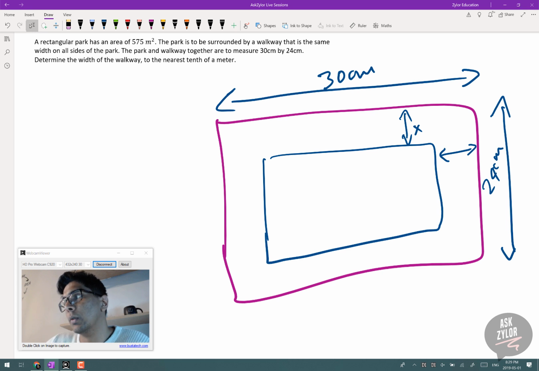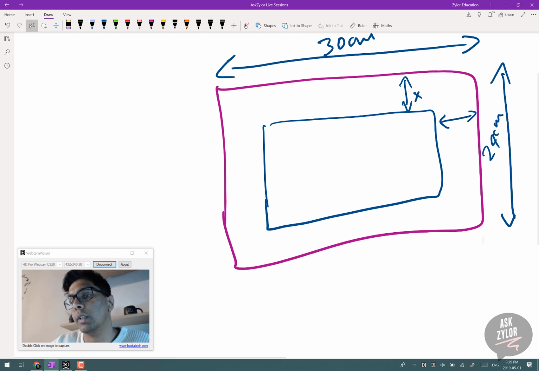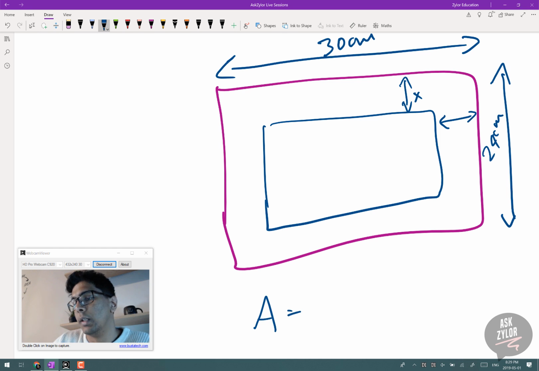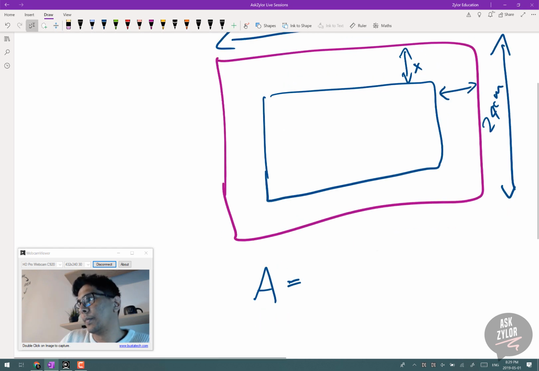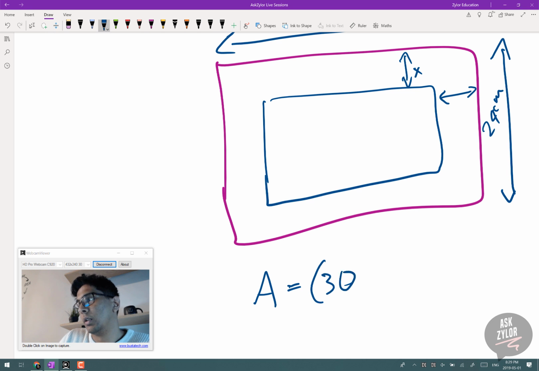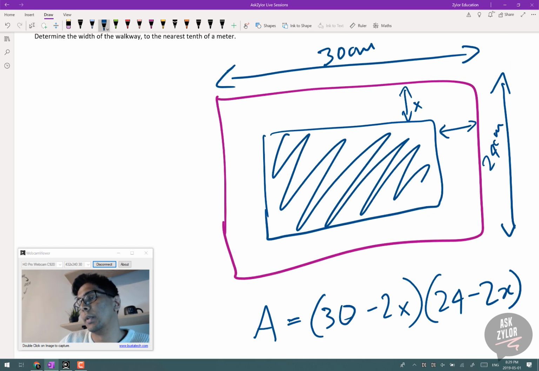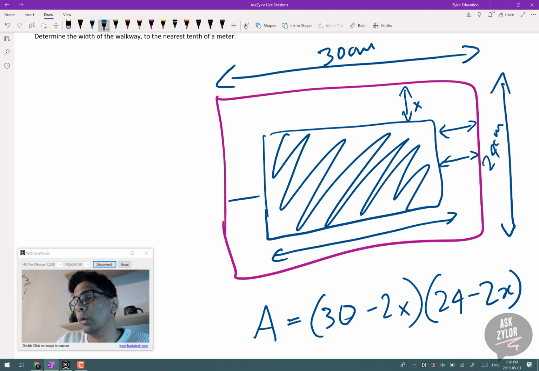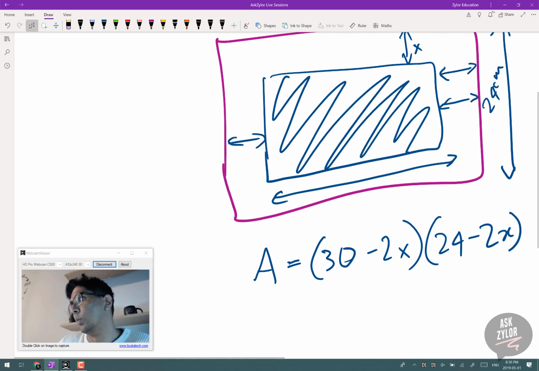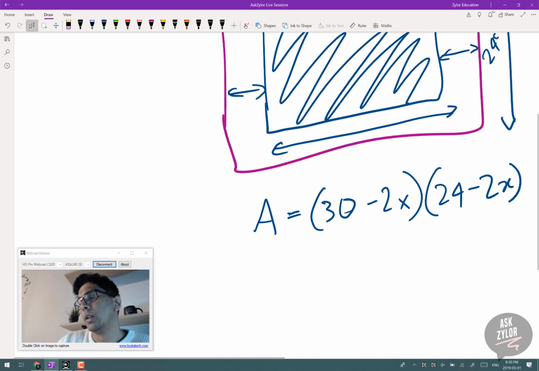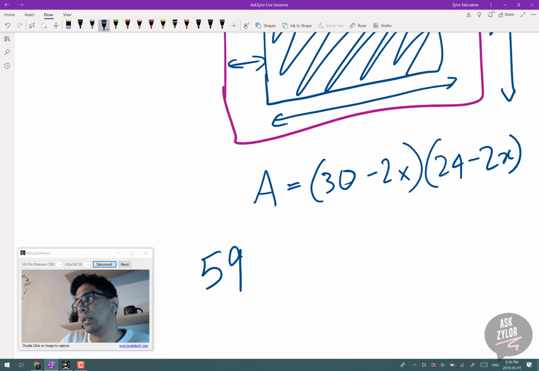Right? So what we have to do initially is write an equation for the area. So the area initially is 30 minus 2x times 24 minus 2x. My area for the park, which is just this, right? So to get just the width and the length, I'm going to take 30 centimeters and minus the 2x because I have x on both sides of my length and width. So I'm going to substitute the area that's given to me for the area of the park to be 575.